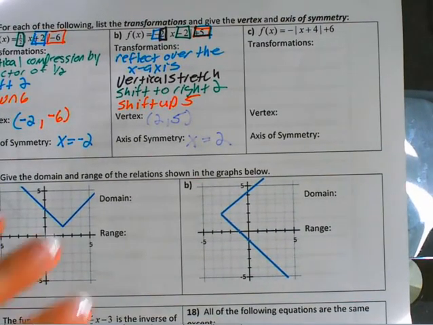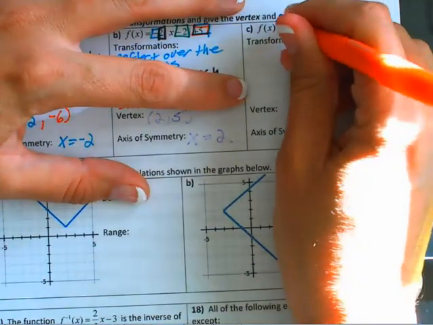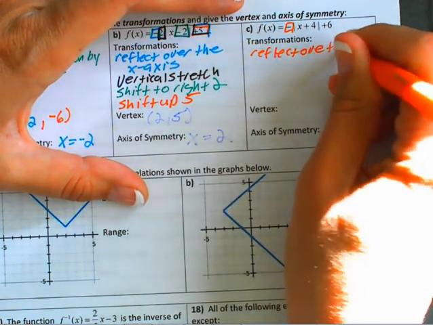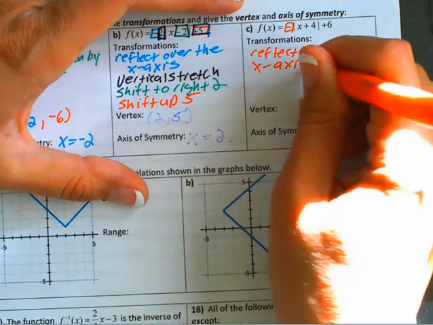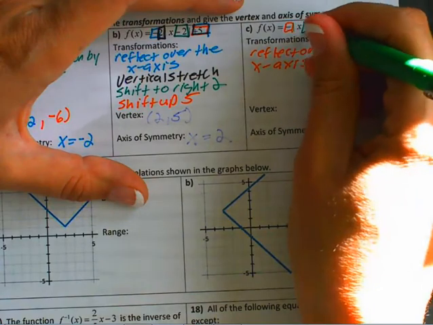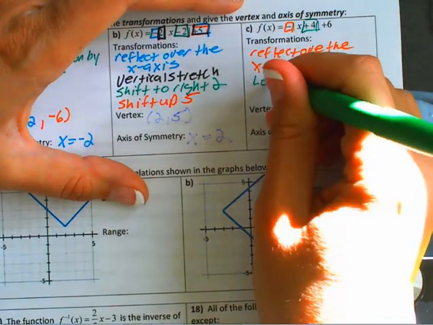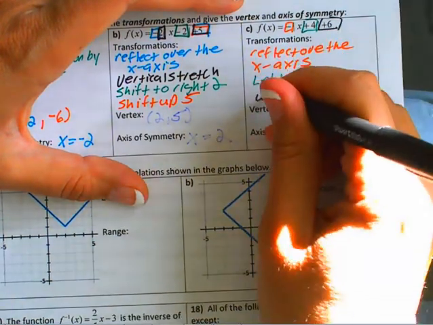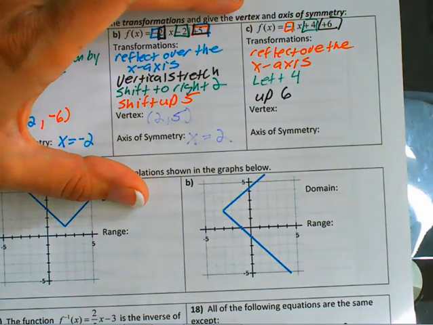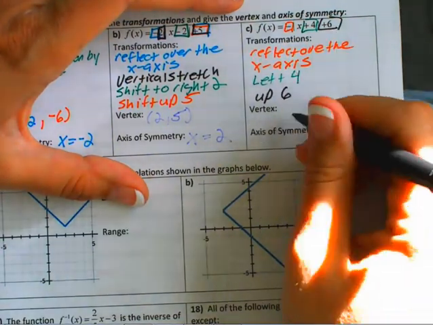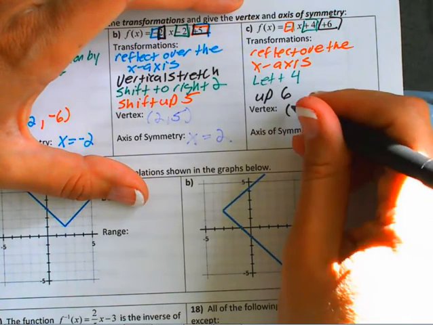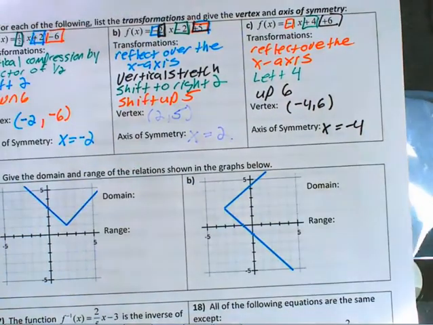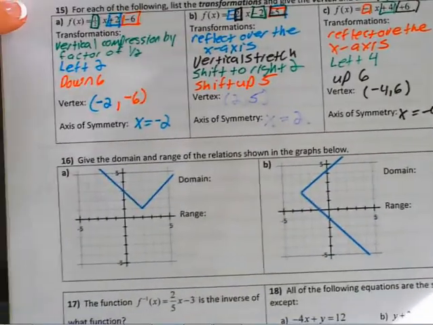Go ahead and do the next one quickly. That negative in front we know means reflect over the x-axis. +4 means left 4, and then the +6 means up 6. Okay, so our vertex is at (-4, 6). Axis of symmetry, x equals -4. All right, let's move on.